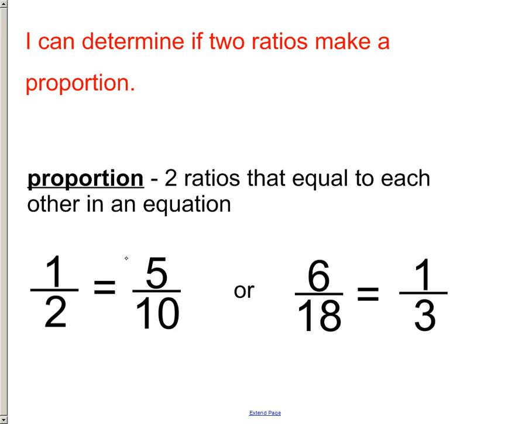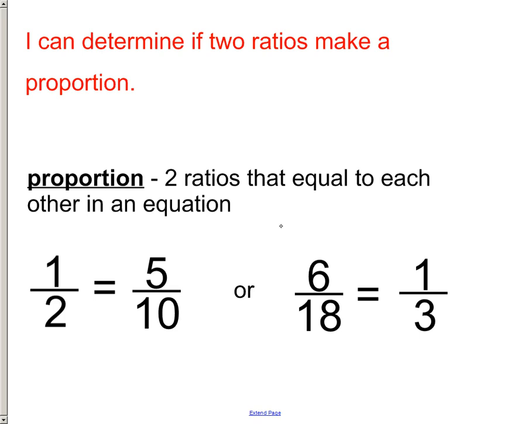It's the idea that if you could take one ratio and simplify it down to the other ratio, you know, if I took 5/10 and divided both by 5, we'd get 1/2. If I took 6/18 and divided it by 6, we would get it down to 1/3. So they really do equal each other. It's just one simplified, one's not. Or you could simplify both of the ratios down as low as it'll go, and they would be the same as each other.